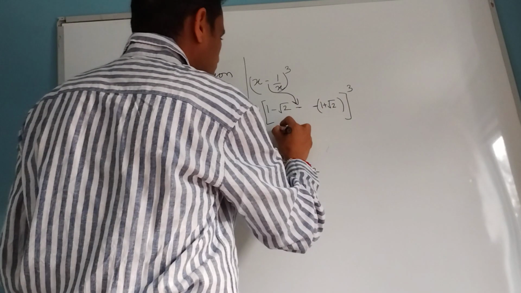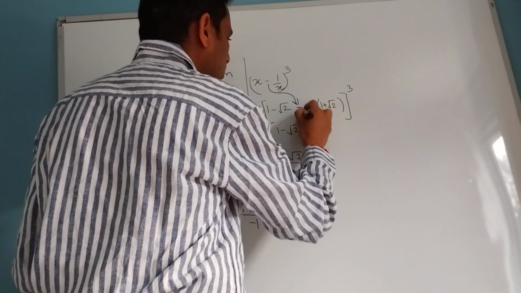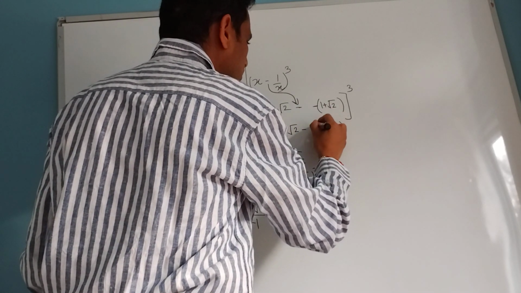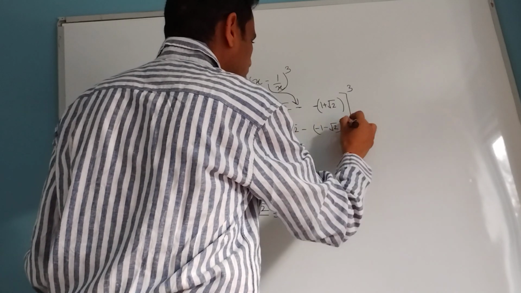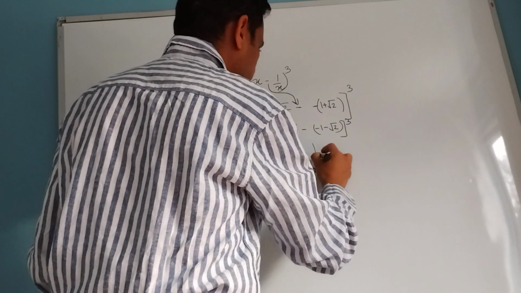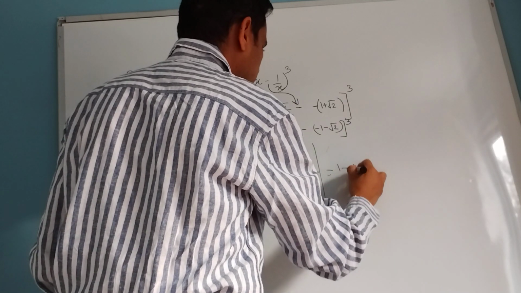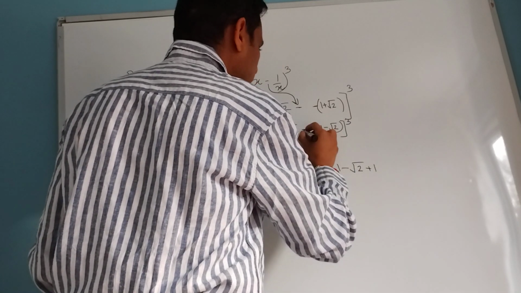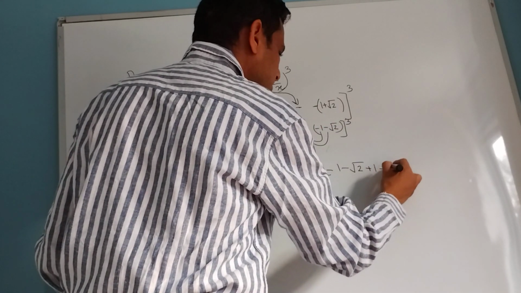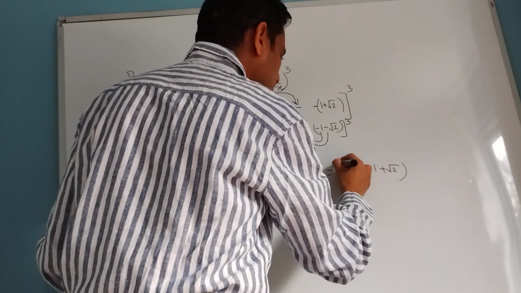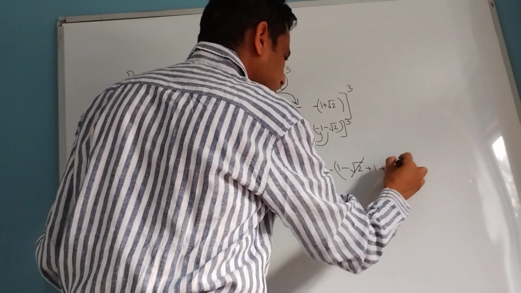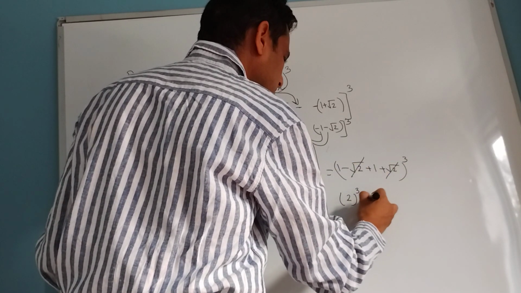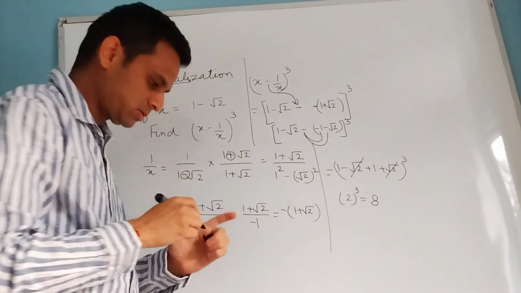So this is 1 minus root 2 minus, minus 1 minus root 2, whole cube. This becomes 1 minus root 2, minus 1 becomes plus 1, minus 1 minus root 2 becomes plus root 2, whole cube. This gets cancelled out. 1 plus 1 is 2. 2 cube is 8.